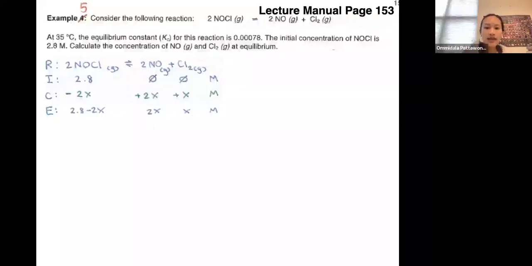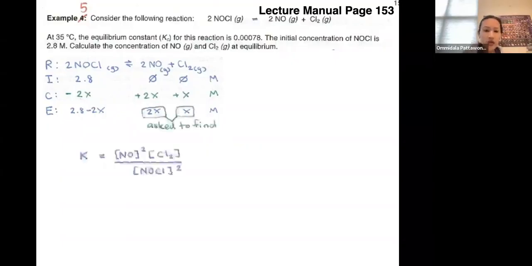Now the next thing is to find the concentration at this point. We want to know the concentration of NO and Cl2 at equilibrium. So you are going to set up the same thing, the K expression. It is product over reactant, and don't forget the coefficients. Don't forget to square those. That's the most common mistake.